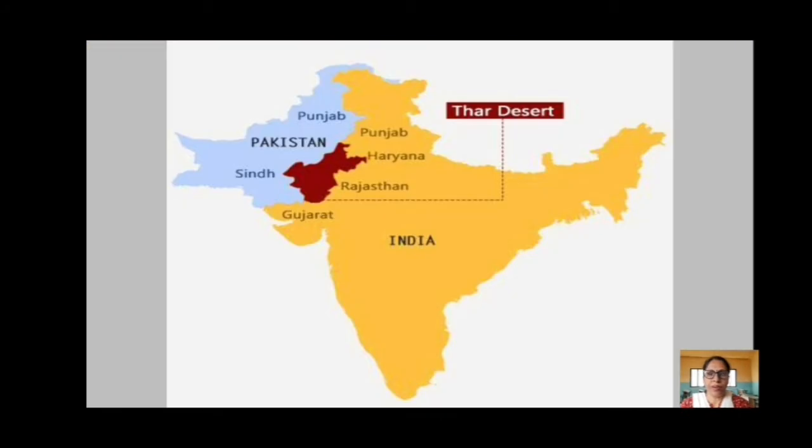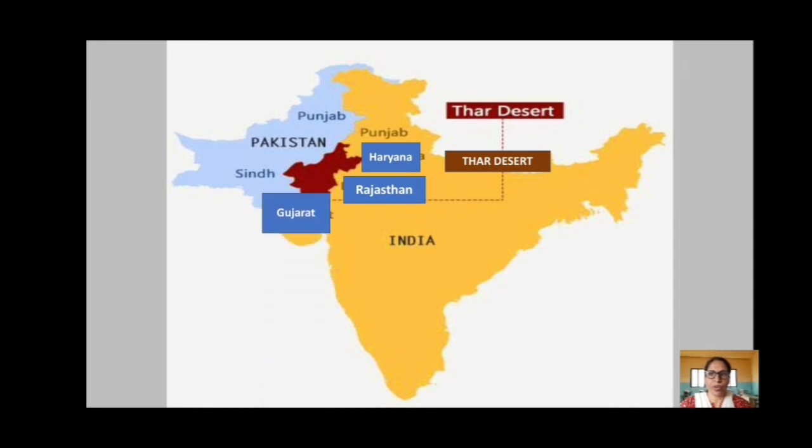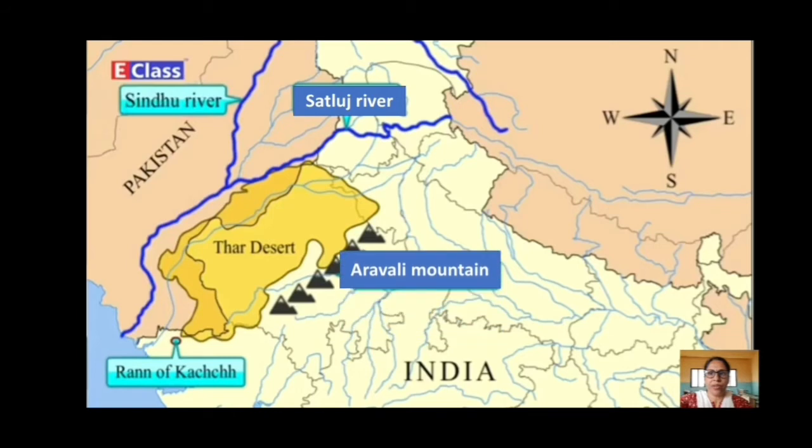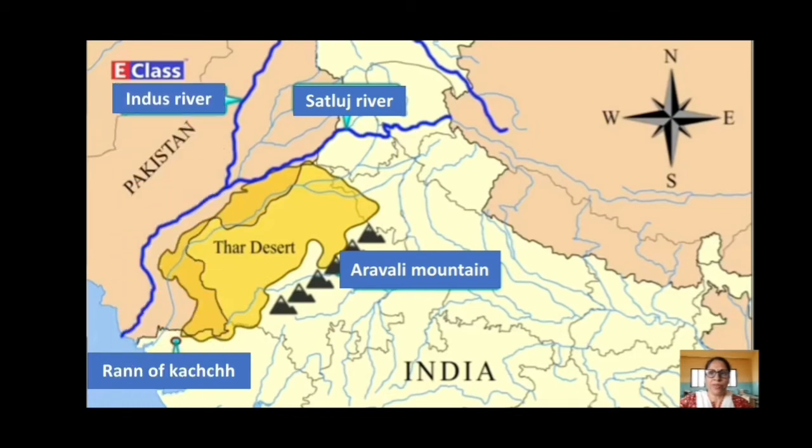The Thar Desert. The Thar Desert is also known as the Great Indian Desert. The Thar Desert spreads across Rajasthan, Haryana and some parts of Gujarat. A part of the desert lies in today's Pakistan. The desert has the Satluj River to its north, the Aravalli mountain range to its east, the Run of Kutch to its south and the Indus River to its west.